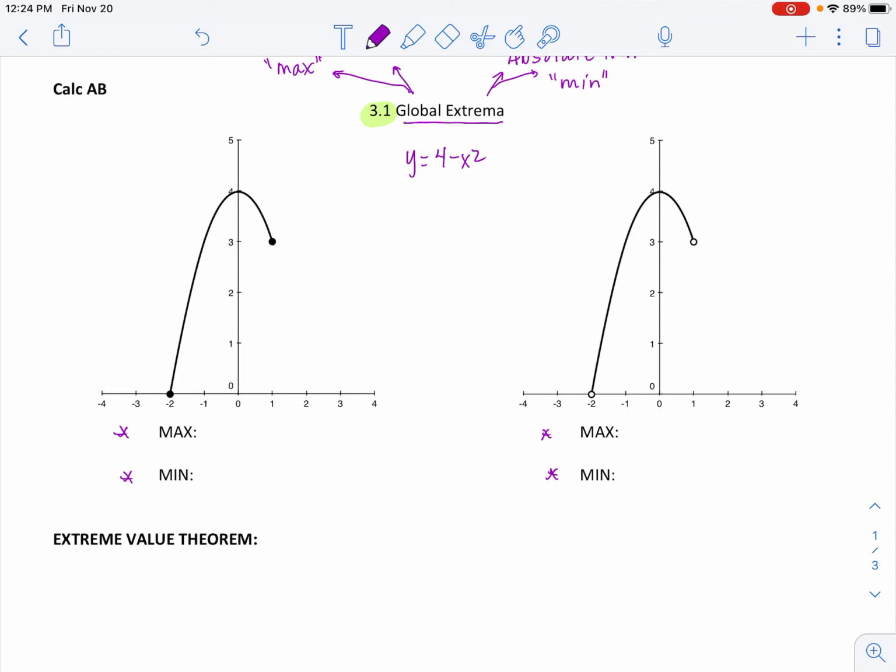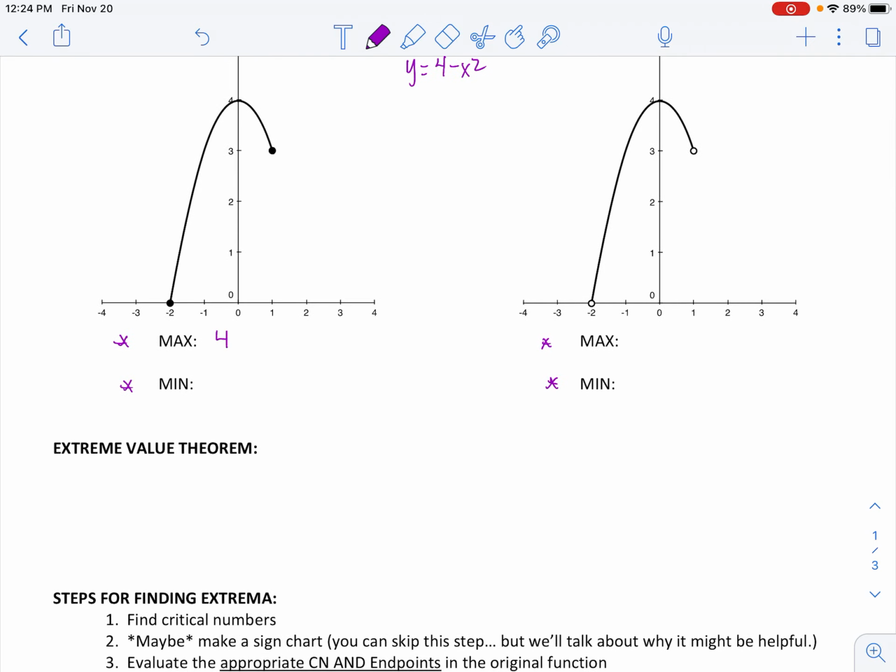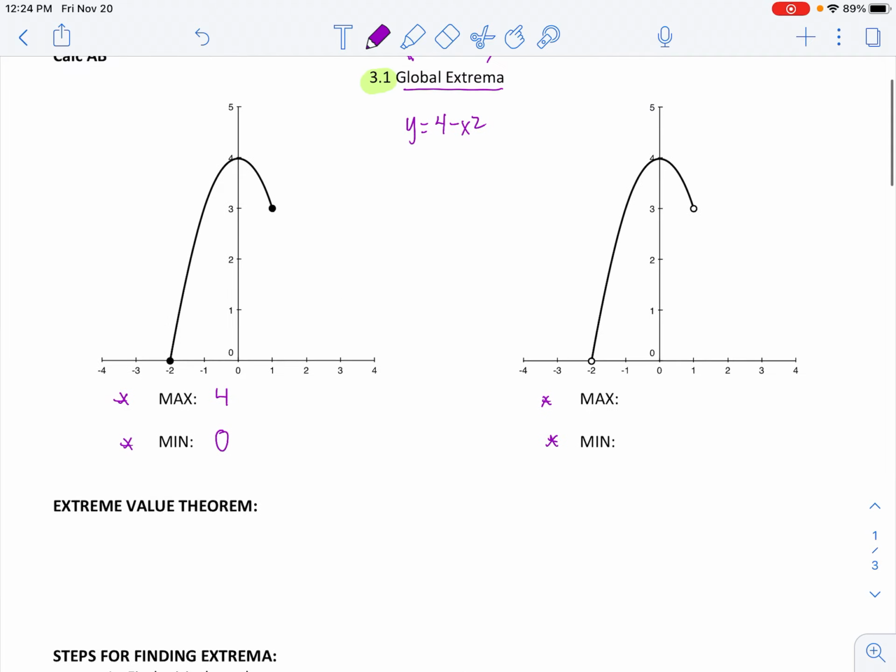Okay. So when we come back, what we should find is that the maximum for the first one is 4, and the minimum value is 0. Remember, we report highs and lows as maxes and mins, right? In the second one, we have a maximum still of 4, but the minimum does not exist because we're trending towards 0, but we never really get there due to that open circle. So there's technically no minimum there whatsoever.